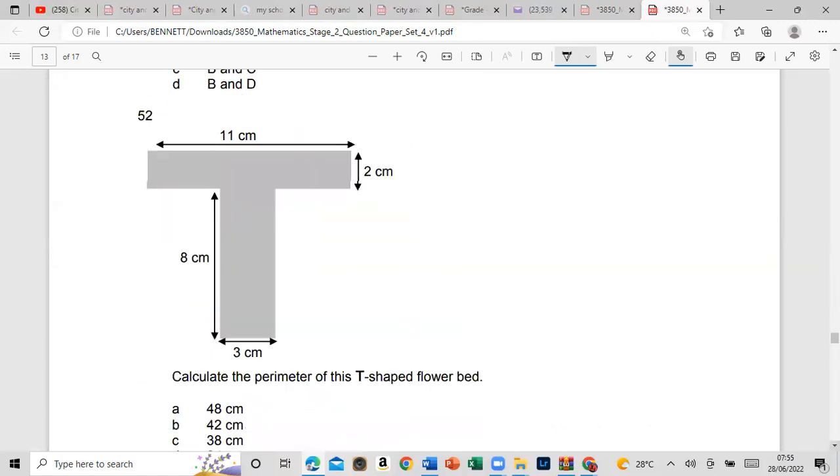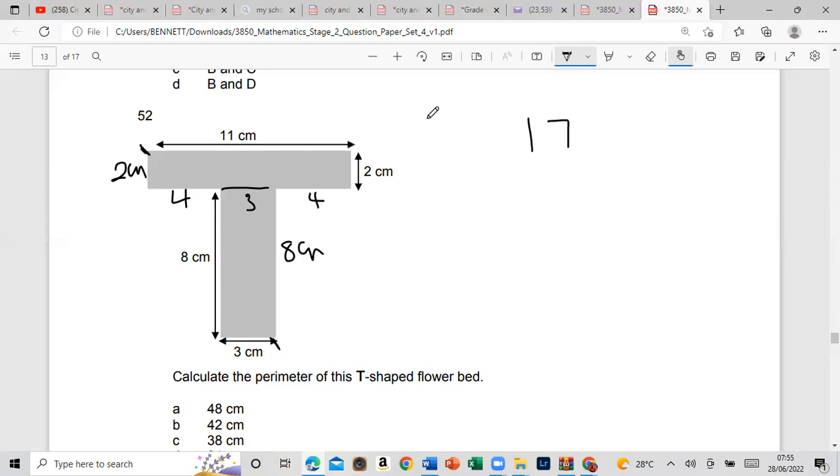52. Calculate the perimeter of this T-shaped flower bed. So we need the perimeter. So here's going to be 8 also. And this will be 2. So let me try. I'm going to start from here. So 3 and 8, 11. Oh, we need to figure out this. All of this is 11, right? So this is 4. And this is 4. Right here, so 3. So it makes sense. 4 plus 3, 7. All right, good. So 3 and 8, that's 11 plus 4, 15 plus this 17.